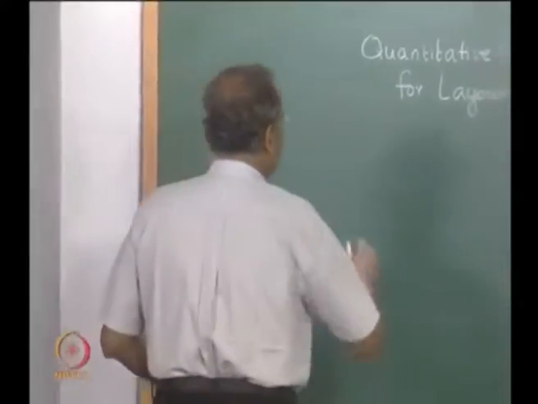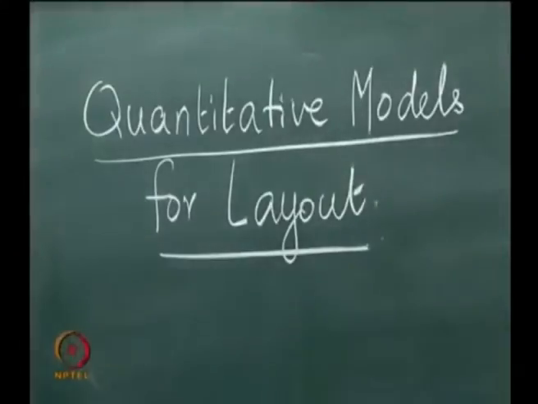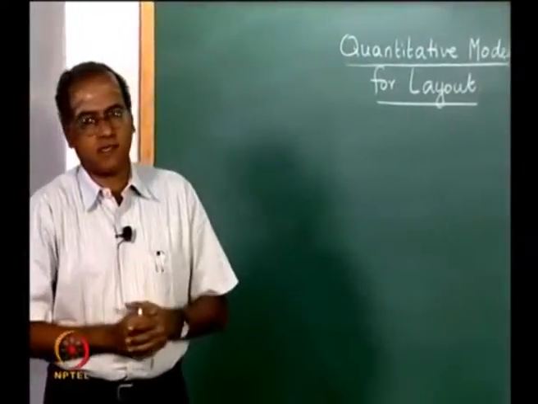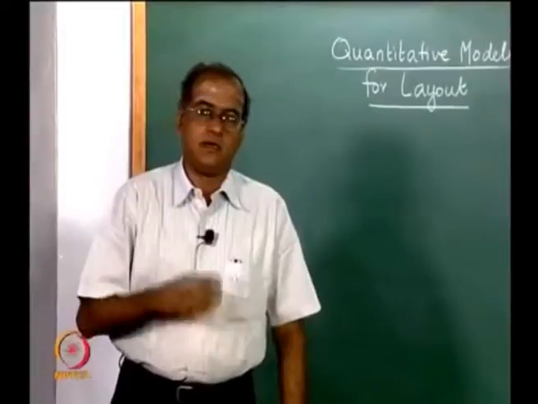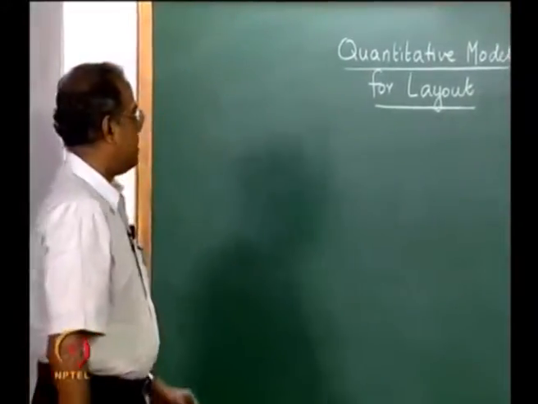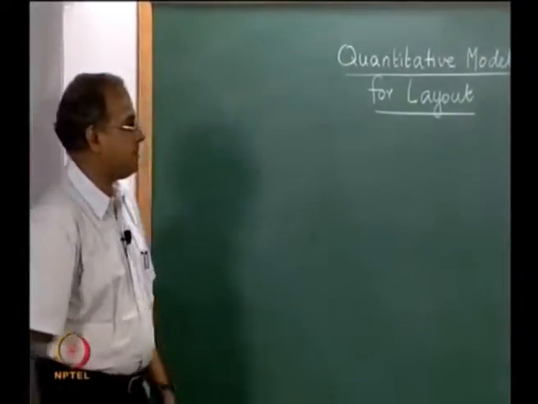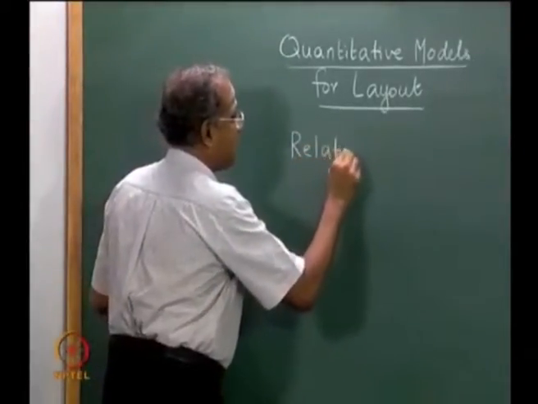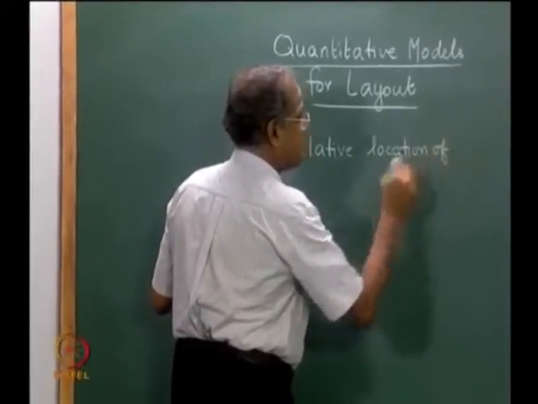In this lecture we look at quantitative models for layout. In the previous lecture we saw one qualitative model where the layout was made based on a qualitative assessment of the proximity or nearness of the departments to be located. So, in this lecture we will look at some quantitative models for layout. We have already seen that layout is relative placement or relative location of facilities or departments.